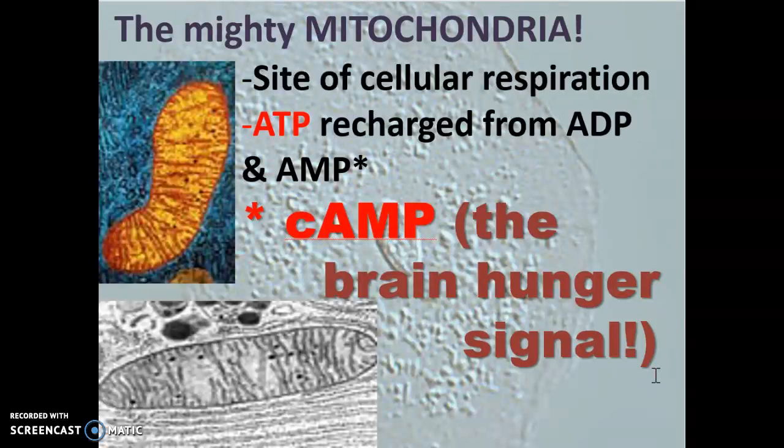With only 1 phosphate, it now becomes cyclic. And that little tiny C, the C stands for cyclic, because it forms a little circle, becomes the hunger signal for the brain. It travels through the blood, and it fits right in a receptor in the brain, which says, I'm hungry. That's how you know you're low on energy and you're hungry.